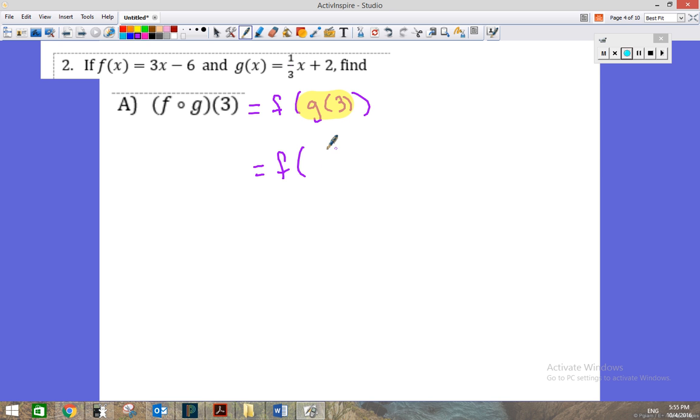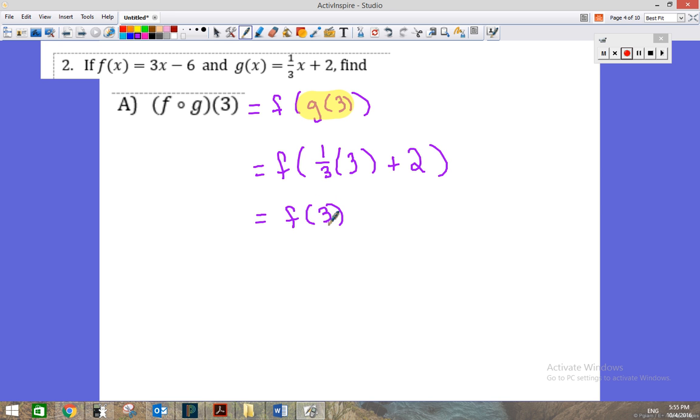G always takes 1/3 of the input that you give it and then adds 2. Well, what we're giving it, the input is 3. I don't know why I highlighted the whole thing. I wanted to just highlight the 3, but 1/3 of 3 is 1, and 1 plus 2 is 3.